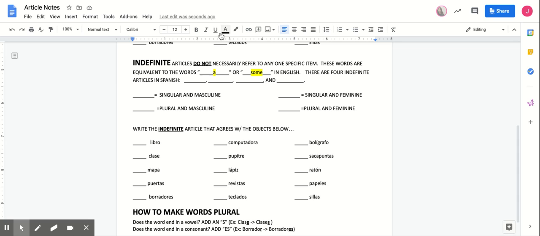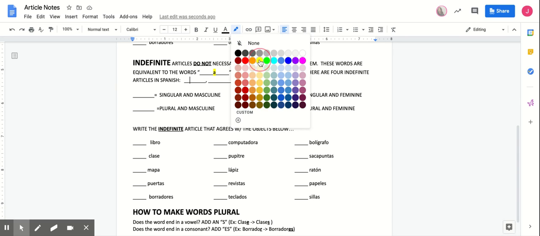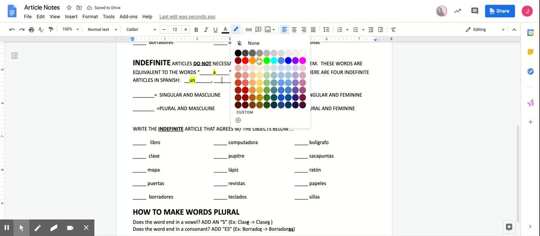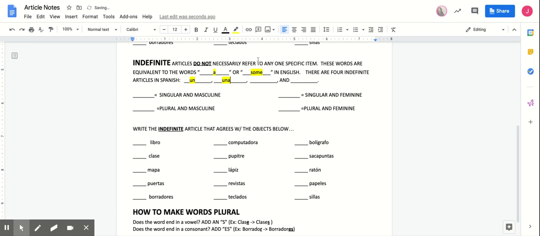Now, the singular ones we have are un and una. Notice that they don't end in an S because they are singular. The plural ones, in order to say some, we have unos and unas.